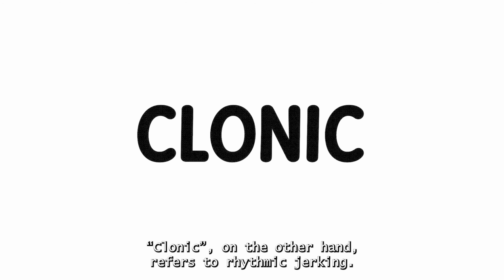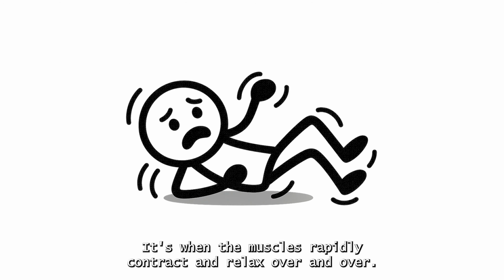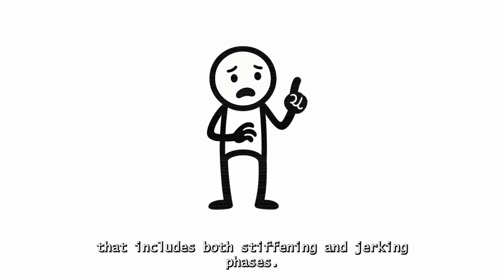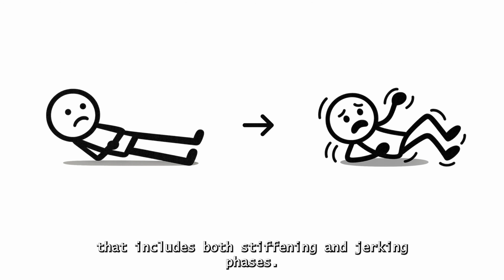Clonic, on the other hand, refers to rhythmic jerking. It's when the muscles rapidly contract and relax over and over. So a tonic-clonic seizure simply means a seizure that includes both stiffening and jerking phases.